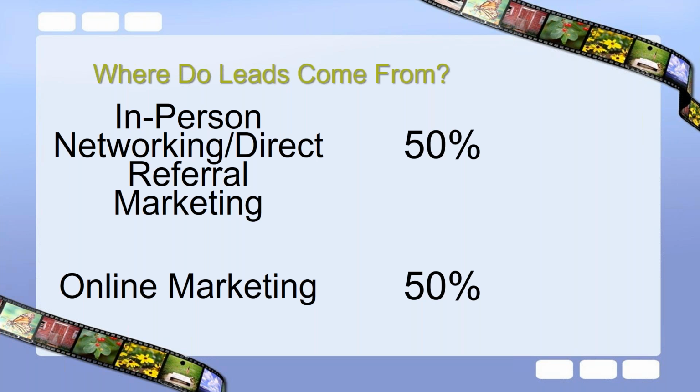Not only is it much easier to manage, but it's also more cost effective. It's definitely cheaper than hiring somebody to market your business for you. So your in-person networking and direct referral marketing should be 50% of your leads, and your online marketing should be 50%. But the only way that's going to happen is if you do what I tell you to do in the next few slides. That's the only way it's going to happen.